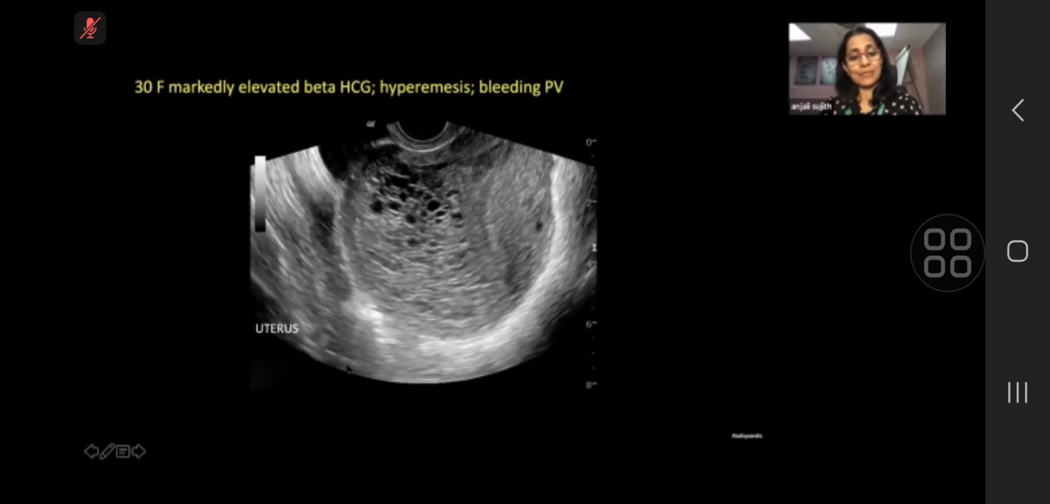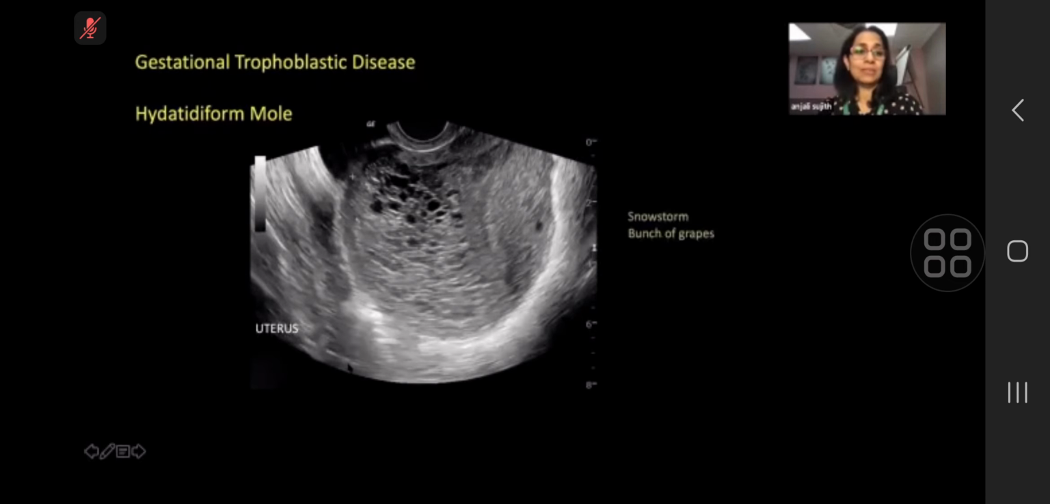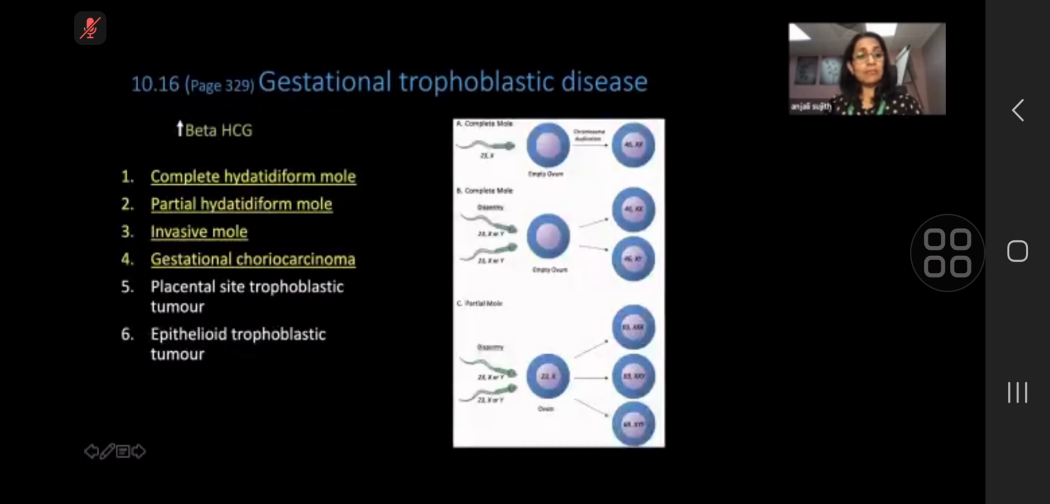That's good. That's good. Very good. So this is molar pregnancy or a hydatidiform mole. So molar pregnancy, again, it happens. It's uncommon, and it's always the result of abnormal fertilization.